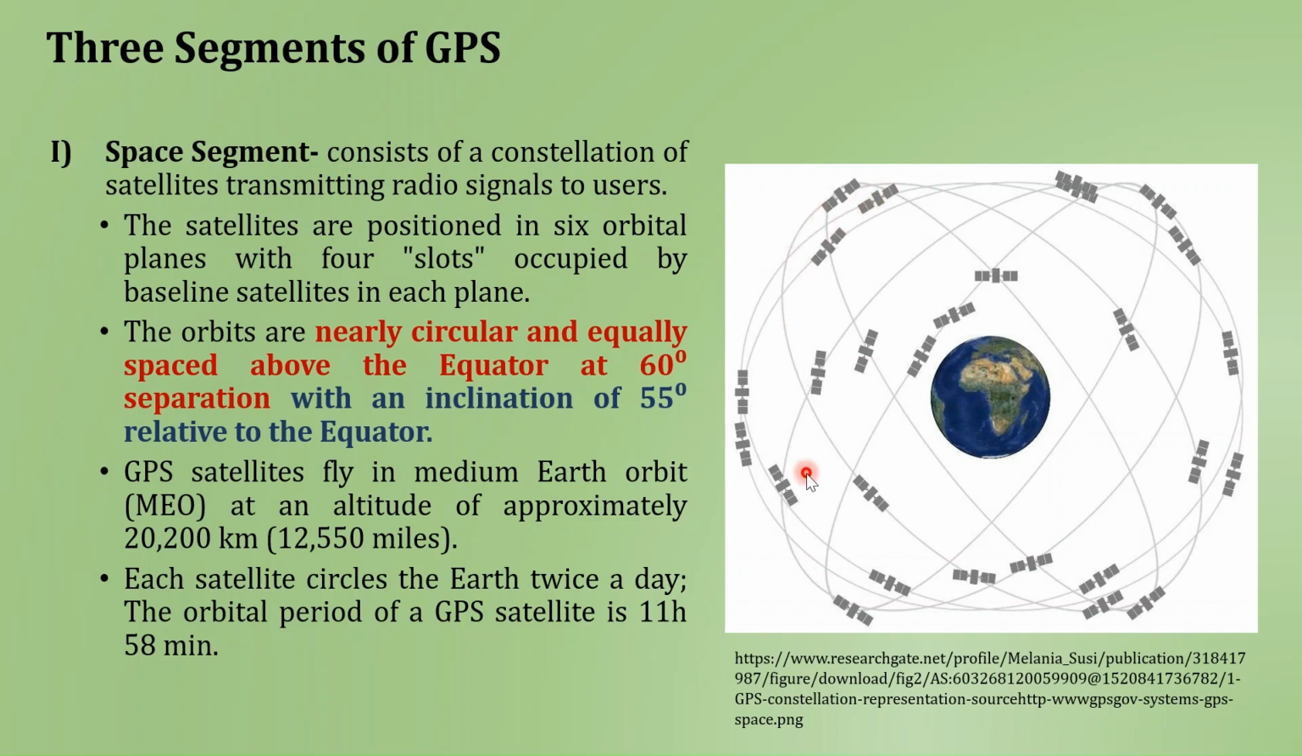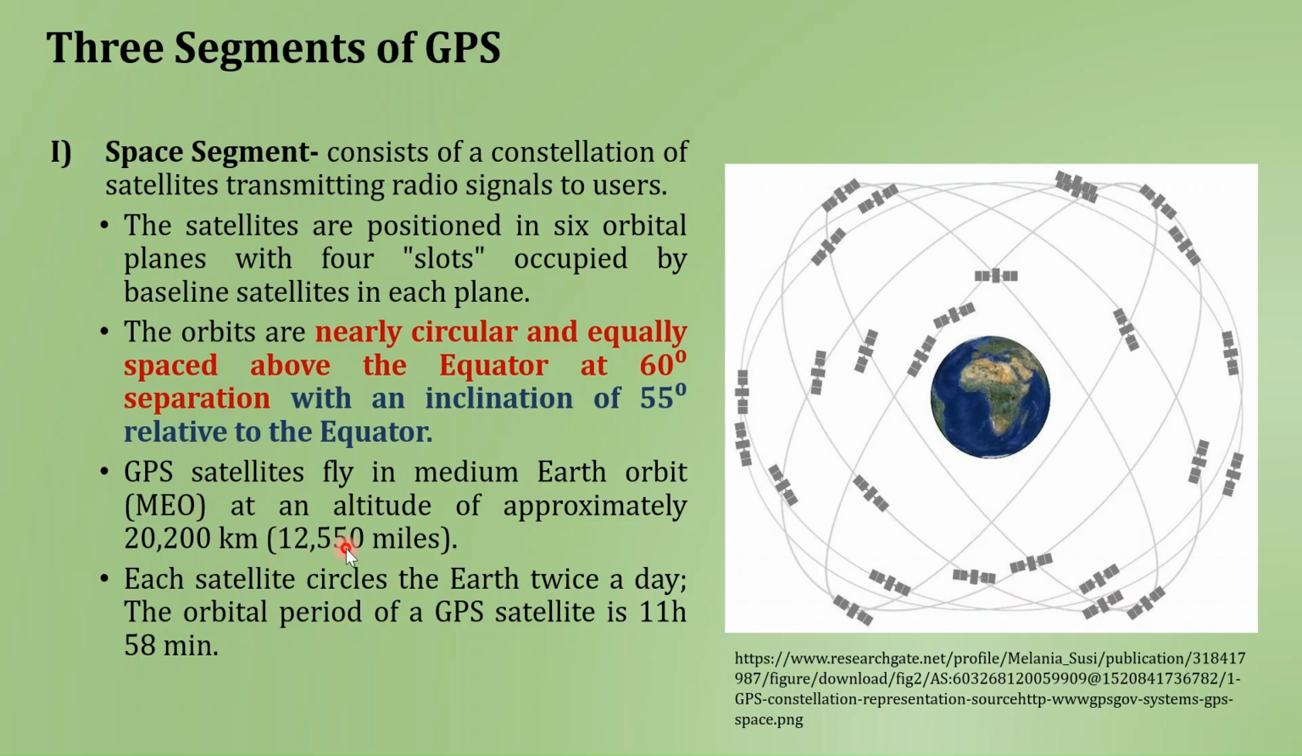And these satellites are positioned in 6 orbital planes with 4 slots occupied by baseline satellites in each plane. And these orbits are nearly circular and equally spaced above the equator at 60 degrees separation from each other and having the inclination of 55 degrees relative to the equator. And these GPS satellites fly in the medium Earth orbit at the altitude of 20,200 kilometers. So what is this medium Earth orbit? This we have already covered in one of our previous videos.